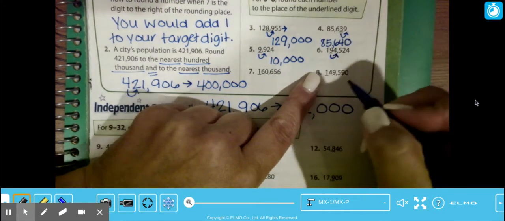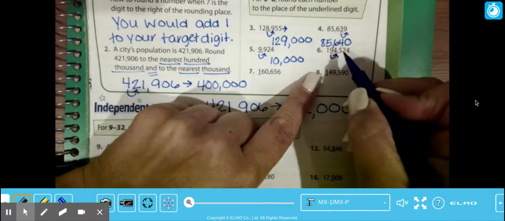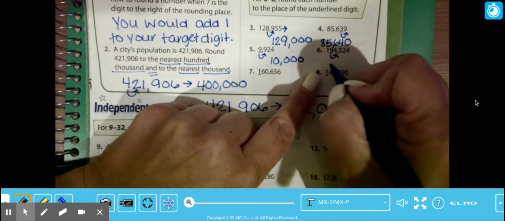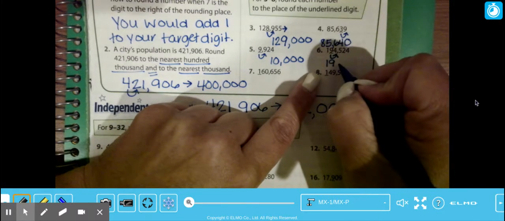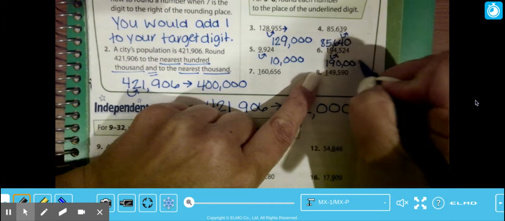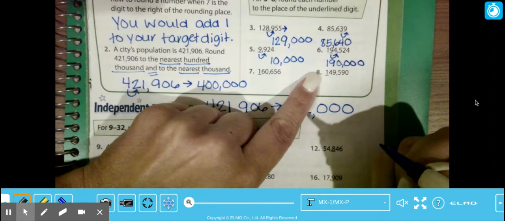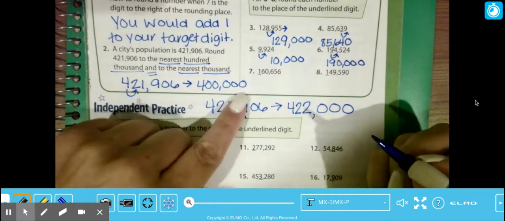Here's one where we're looking to the right and it's a 4. So that means we get to let that 9 rest. So it stays the same, and everything else after the target digit turns into a 0.